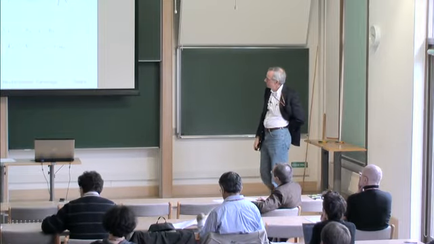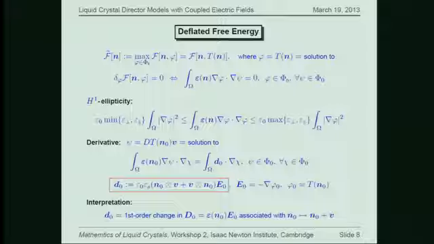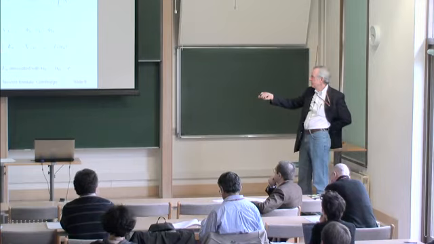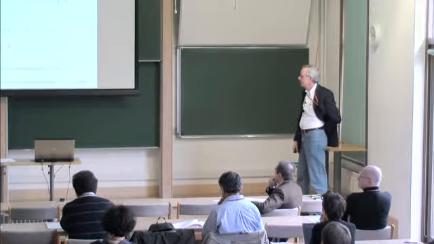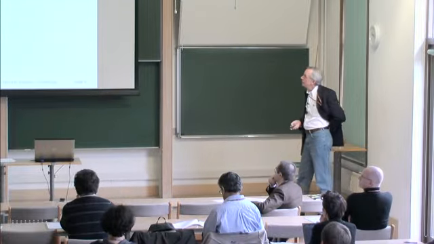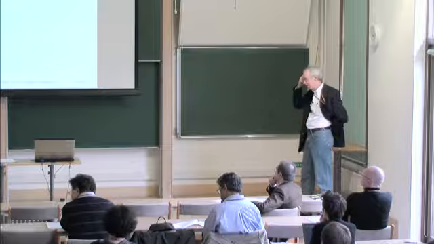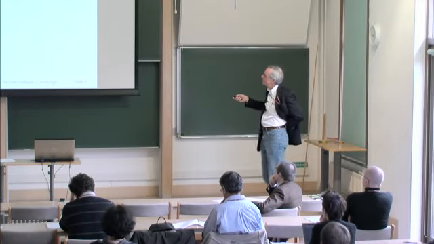So this is what it is, where E naught is the electric field associated with your ground state electric potential, and your ground state electric potential is the electric potential associated with your equilibrium director field. Now the simple interpretation of this quantity is it's essentially the first order change in the electric displacement associated with a perturbation of the director field. Now, there are other ways you can see this arising. Like you can get it out of the strong form of the electrostatic equation just by doing a linearization.